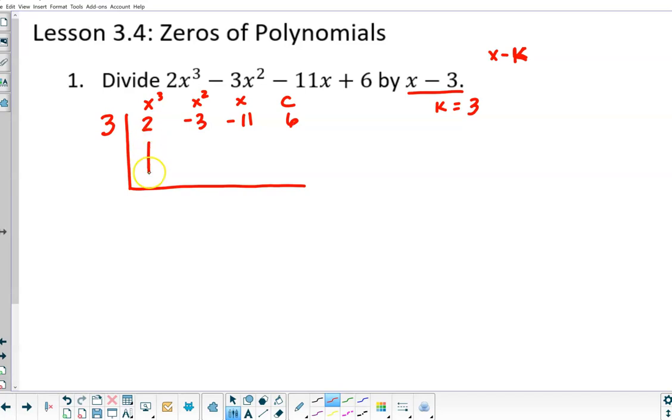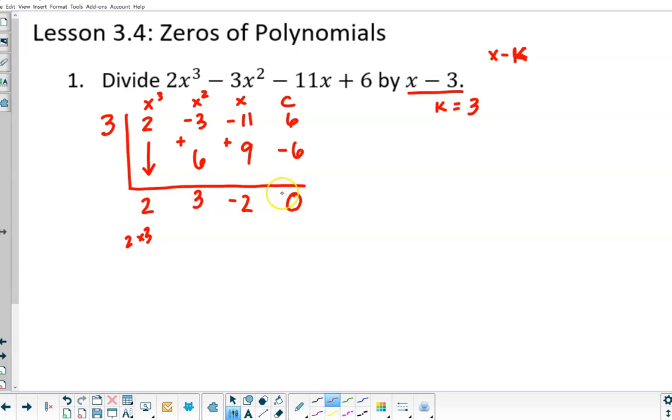Remember, to do synthetic division, we're going to bring down the 2, and then we're going to take 2 times 3. So 2 times 3 gives me the 6. And then after I do that, I'm going to add the -3 plus 6, which gives me 3. And then I repeat the process. So I'm going to take 3 times 3, and that gives me 9. And then I'm going to add, and I get -2. Then I'm going to take -2 times 3, which gives me -6. And then I'm going to add, and I'm going to get 0.